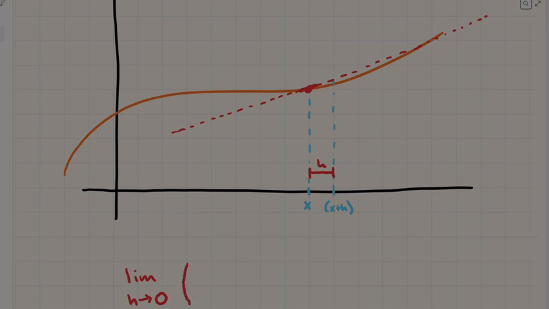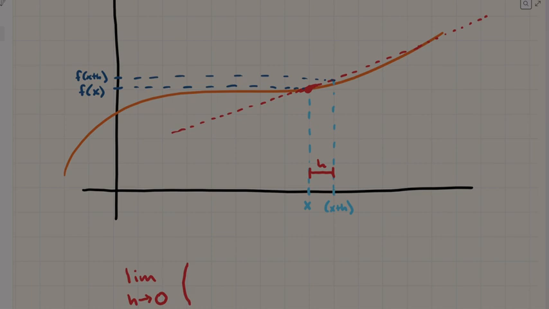And then we just have our formula for the slope. So we've got our x values. This is our y value, right? The y value paired with x plus h would be if you plugged x plus h into your function: f of x plus h.